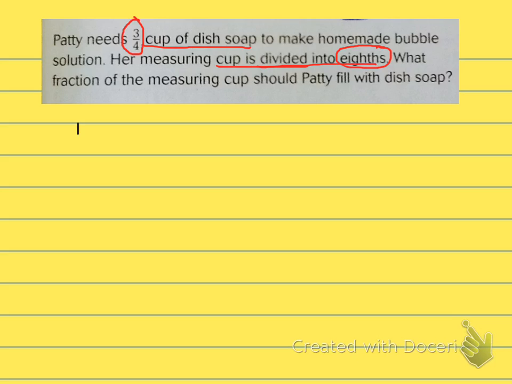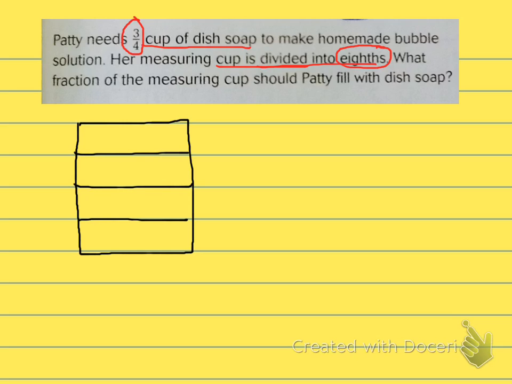Let's see. I'm going to draw a rectangle that's been divided into fourths. And this is representing 4th cups. Okay, that's how much she needs, but she needs 3/4. I'm going to highlight that. Hang on one second here. Get a nice color. Bubble solution, let's make that pink. Okay, so she needs 3/4.